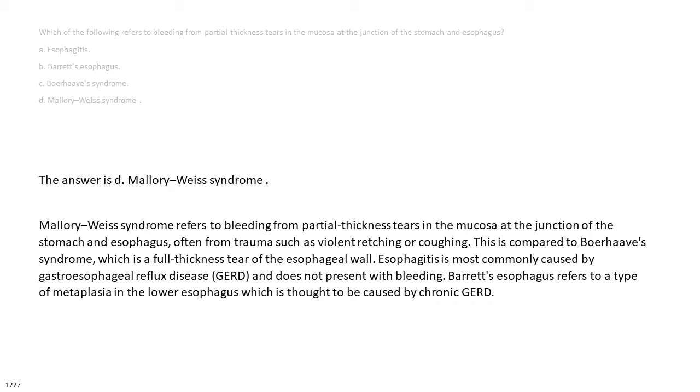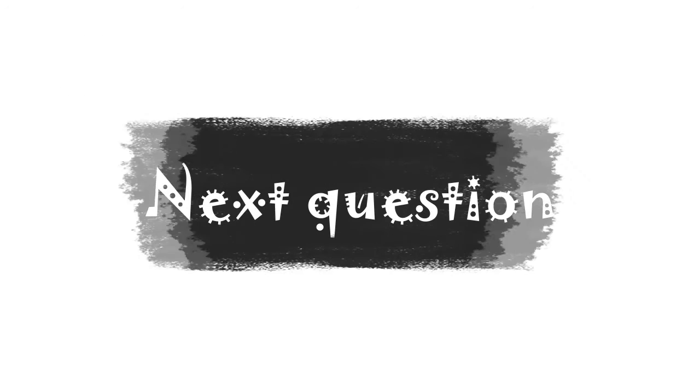Esophagitis is most commonly caused by gastroesophageal reflux disease, GERD, and does not present with bleeding. Barrett's esophagus refers to a type of metaplasia in the lower esophagus which is thought to be caused by chronic GERD.